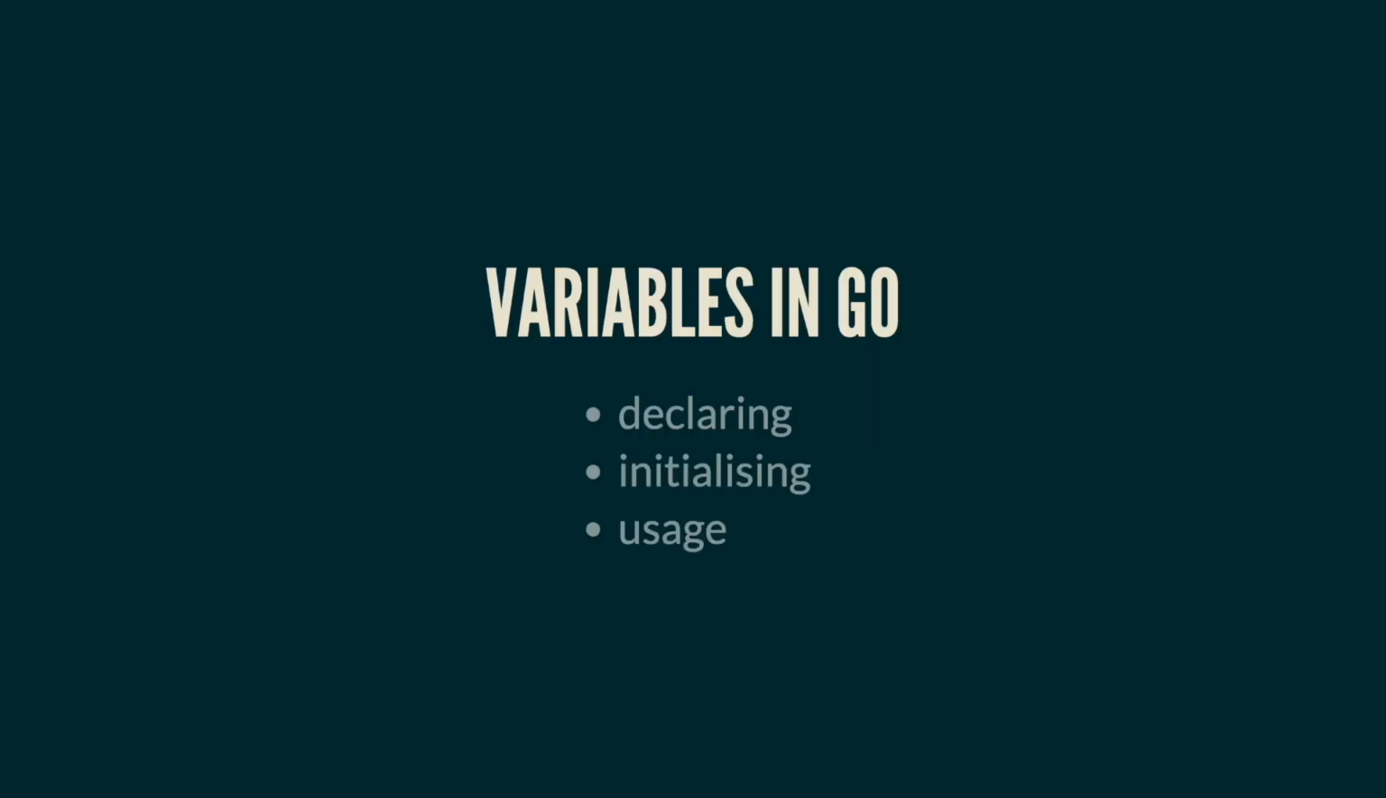Hello and welcome. In this chapter, we will explore the basics of variables in Go, including how to declare and use them in your code. Variables are an essential component of programming as they allow you to store and manipulate data in your programs. We will start by discussing what variables are and how they work in Go.